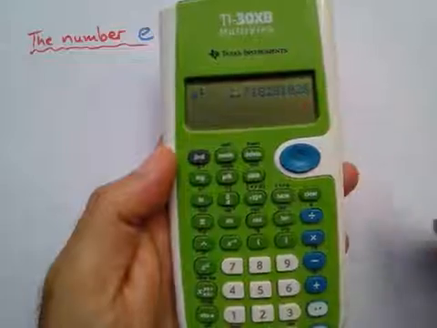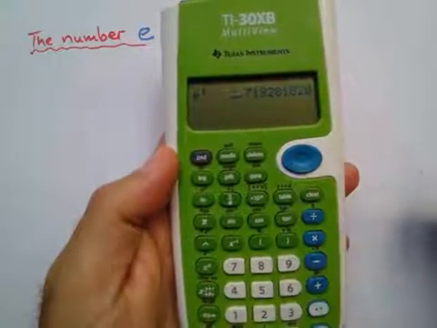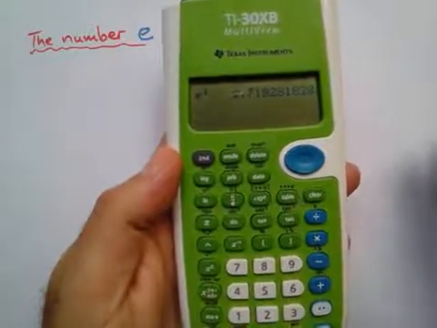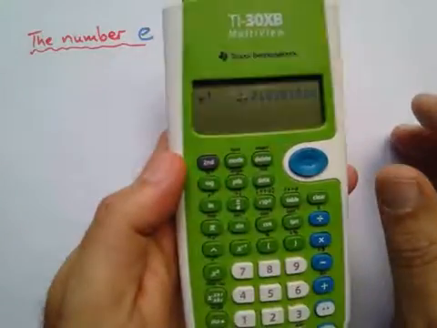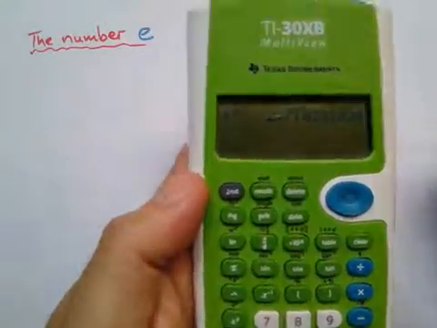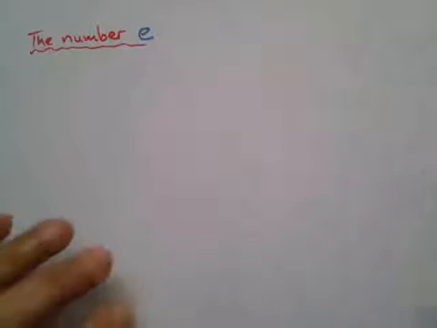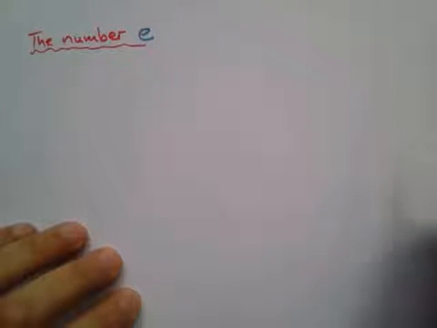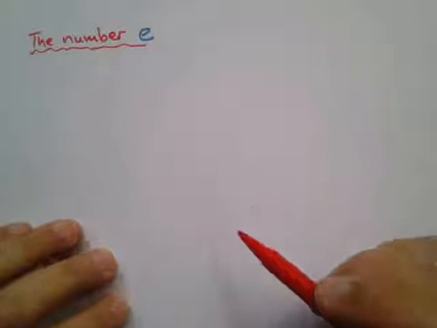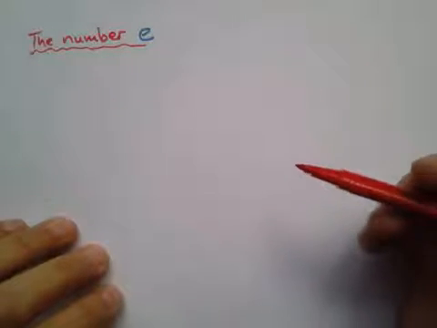Now, it is just a number. This number is on the number line, and it was always there. But about 400 years ago, this number was discovered because of its very special property. Unlike numbers like pi and square root 2, which were found geometrically, this one was found working with interest.